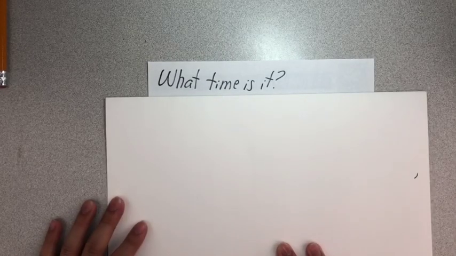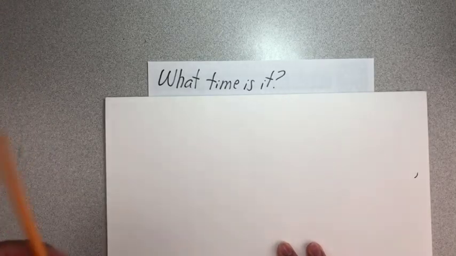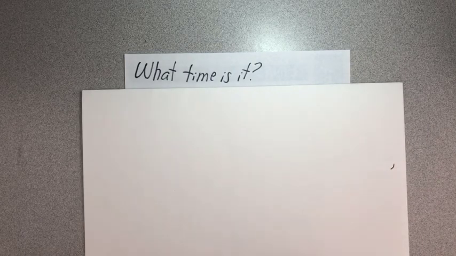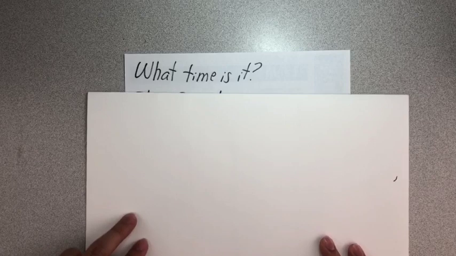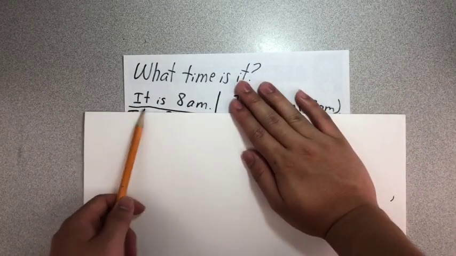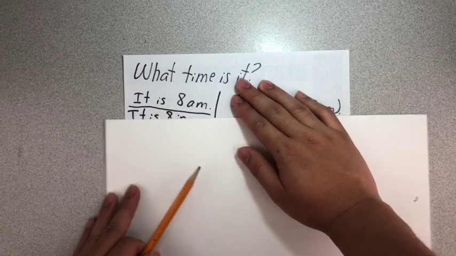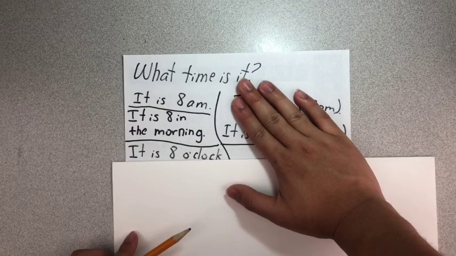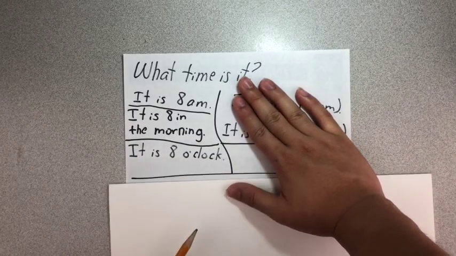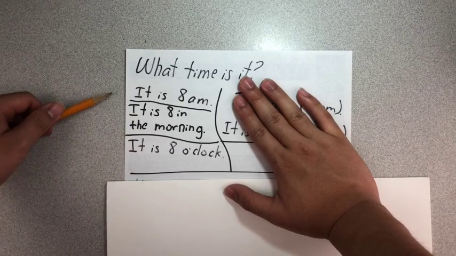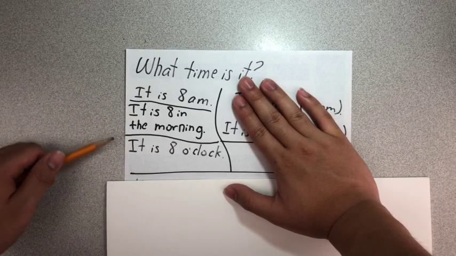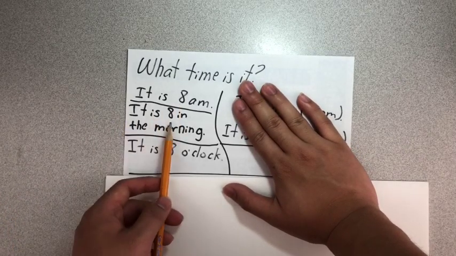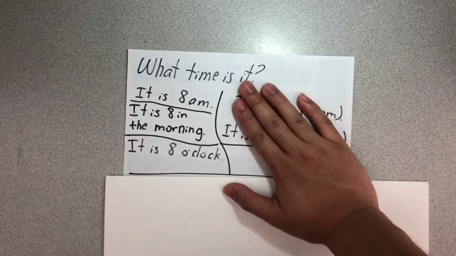Okay, let's learn time. The most important question is, what time is it? What time is it? Right now, for me, it is 12:30. Let's see, what time is it? It is 8 a.m. It is 8 in the morning. It is 8 o'clock. These are the same. It is 8 a.m. It is 8 in the morning. It is 8 o'clock. So we can say it is 11 a.m., it is 11 in the morning, it is 11 o'clock.